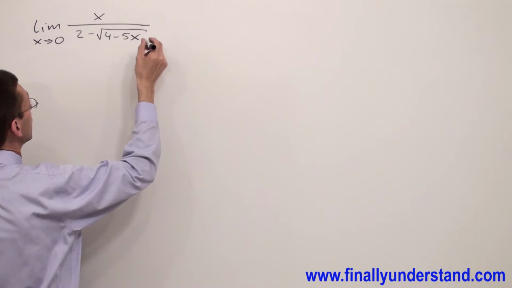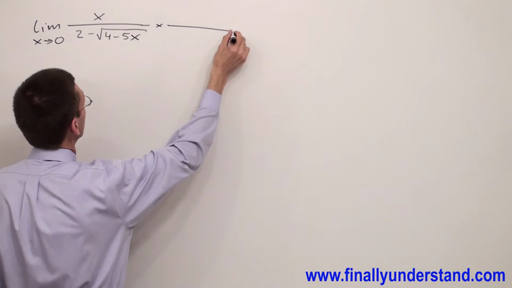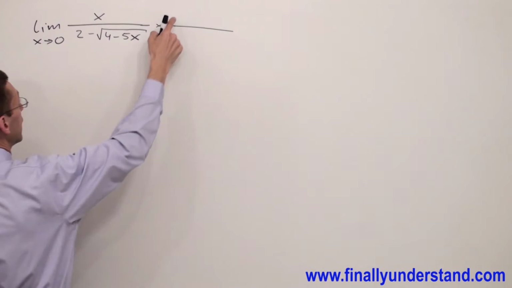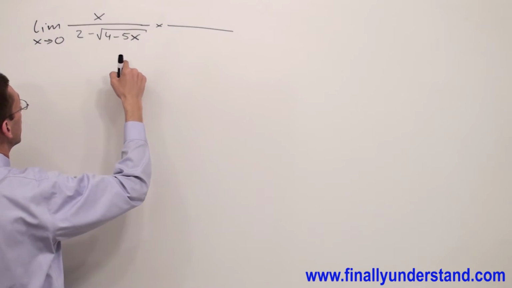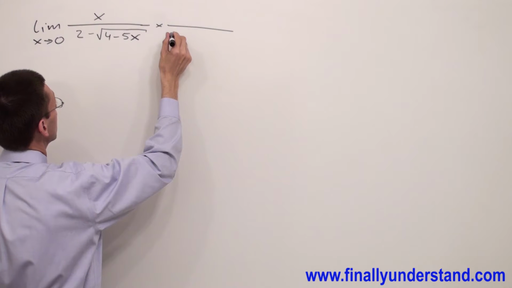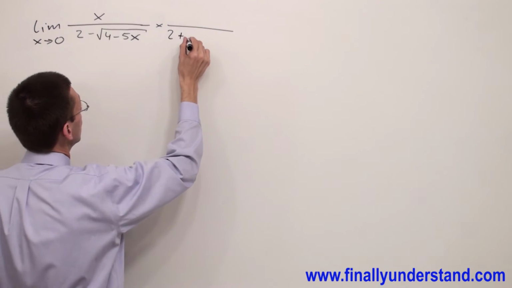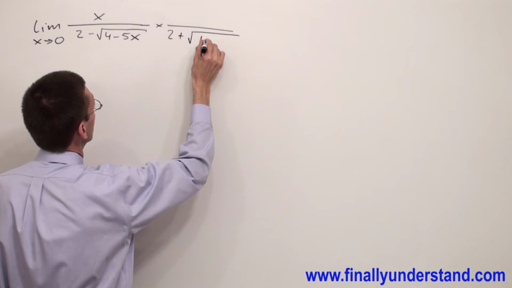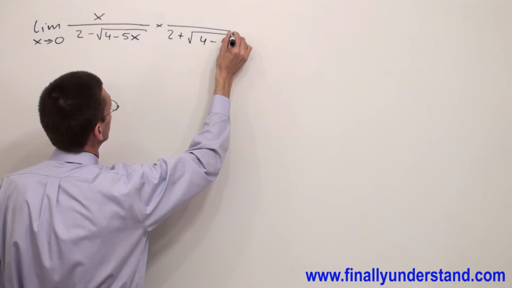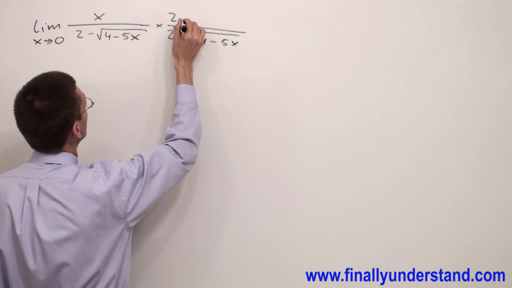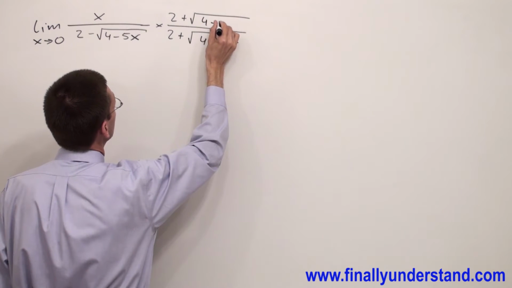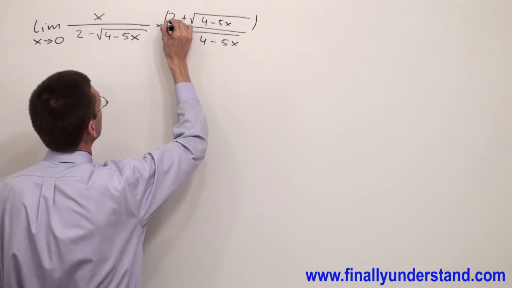What we can do, we're supposed to multiply numerator and denominator of my function by the conjugate of the denominator. And take a look at what we are going to have. 2 plus square root of 4 minus 5x. And in the numerator I'm going to have 2 plus square root of 4 minus 5x. We put the parentheses.